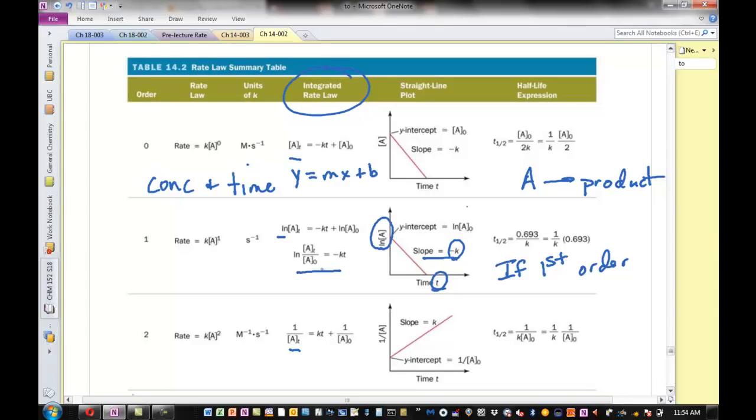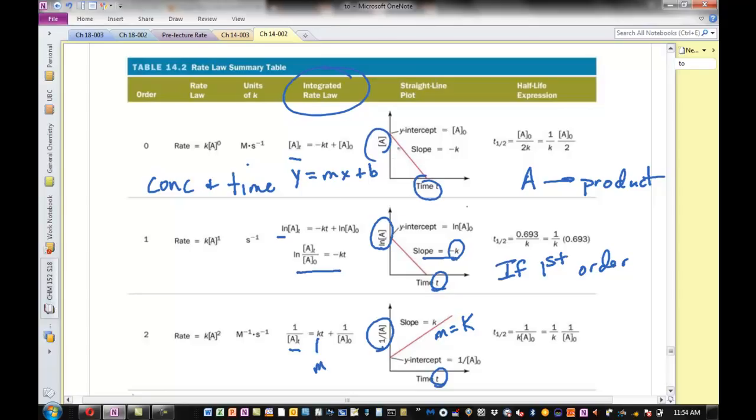We did talk a little bit about the second order one already. To prove second order, plot 1 over concentration versus time. You also saw that in ALEKS. This one has a positive slope, and in this case our slope directly equals our rate constant. Now we really haven't talked much about the zero order one yet, and we're going to focus mostly on first and second because those are the most common, but the zero order one you should recognize. This one just has concentration and time.